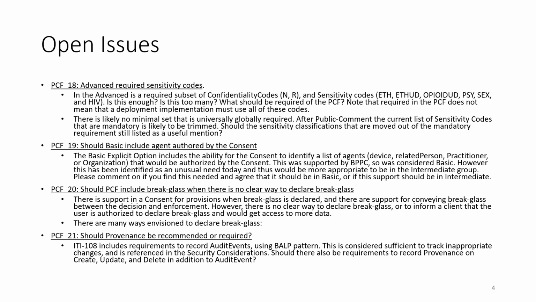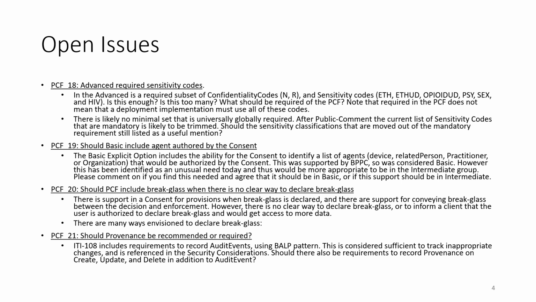Second open issue is within the basic explicit option, we have the ability for a consent to identify specific agents that have authorization by the consent, where the agent could be a device, a related person, practitioner, or organization. We have examples in there on what these are. This was something that was supported by BPPC and therefore was put into the basic group. However, we're hearing that this might not be very commonly implemented or needed, and therefore maybe it should be in the intermediate group. So we request comment on that.